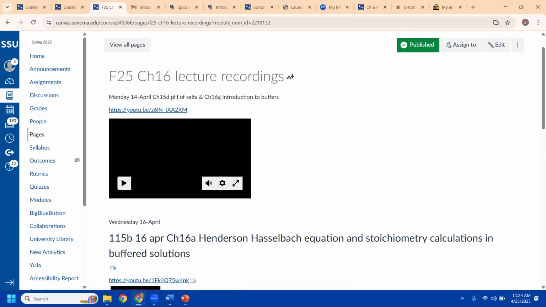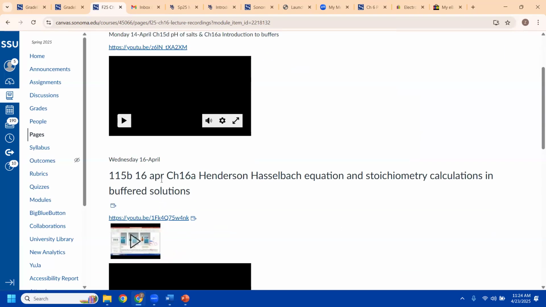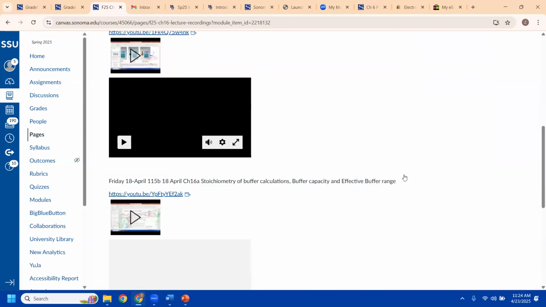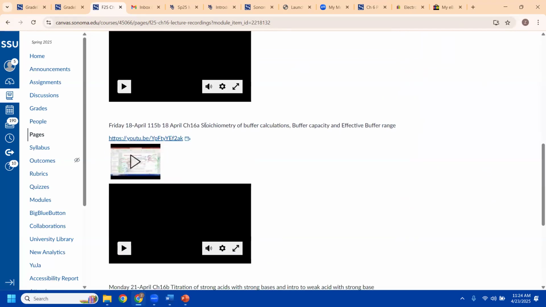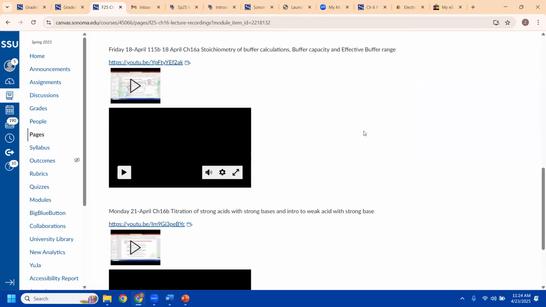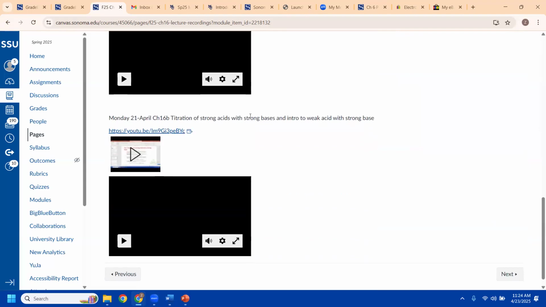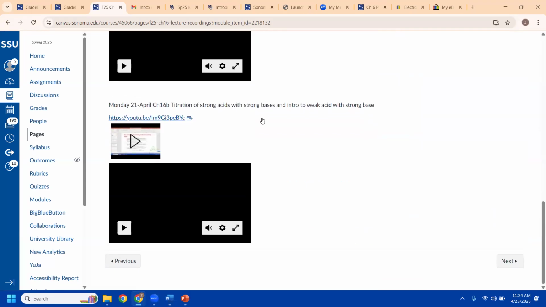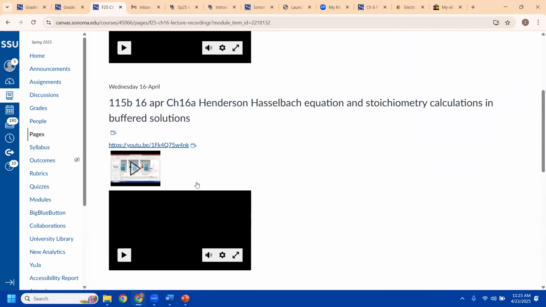It also starts chapter 16A. This is chapter 16A, and it tells you a little bit about it. Henderson-Hasselbalch equation and stoichiometry calculations. So if you're trying to do that, it shows you how to do that. Chapter 16A, stoichiometry calcs, buffer capacity, buffer effective range, titration of strong acids with strong bases. Today's section will be chapter 16B, titration of a weak acid with a strong base. So this is going to be important for this.